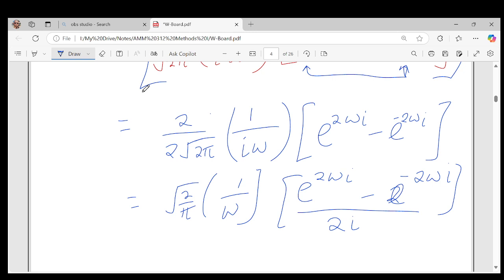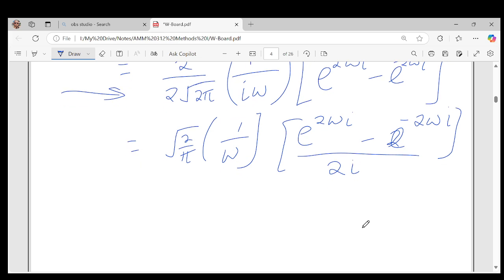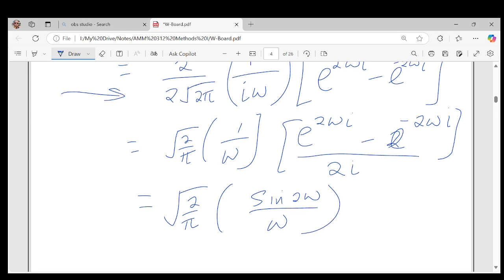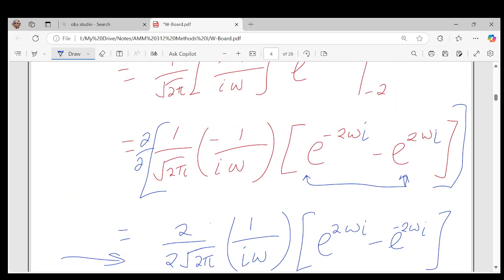So we have the 2I, 2 here. Now the function inside the brackets is the same as sine of 2 omega. So we write 2 over pi, then sine of 2 omega divided by omega. So this is just simplification. Otherwise, we could have stopped at the previous point.